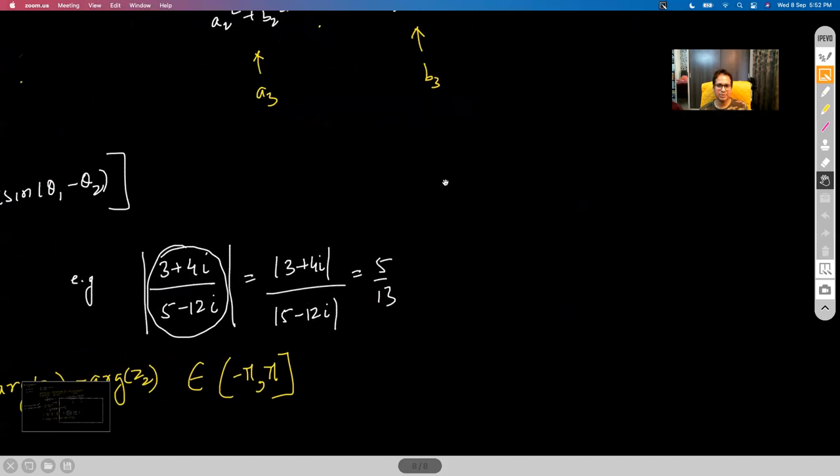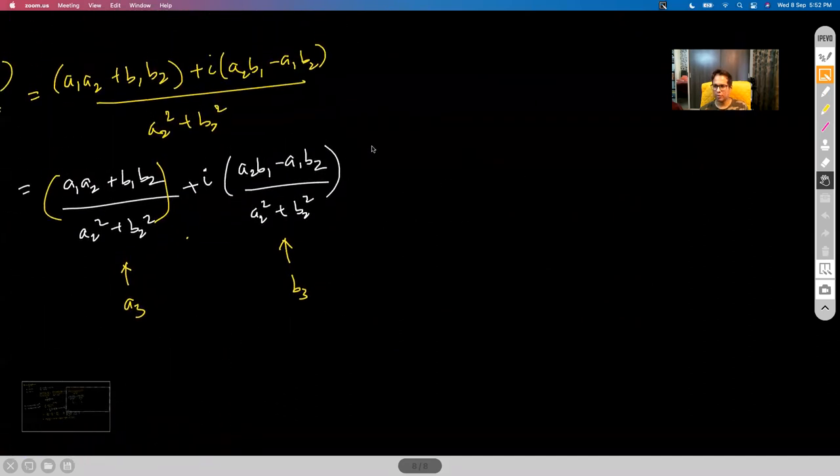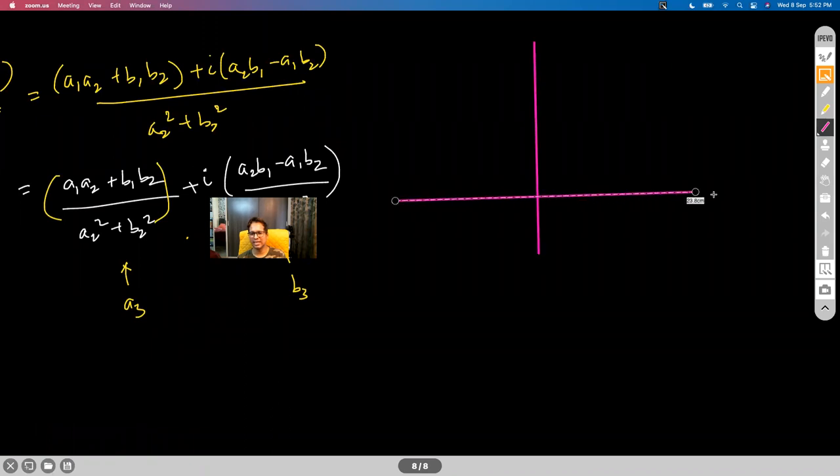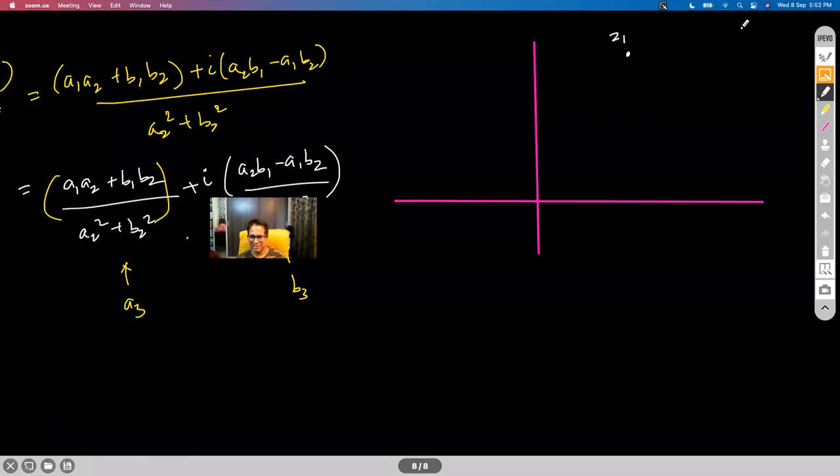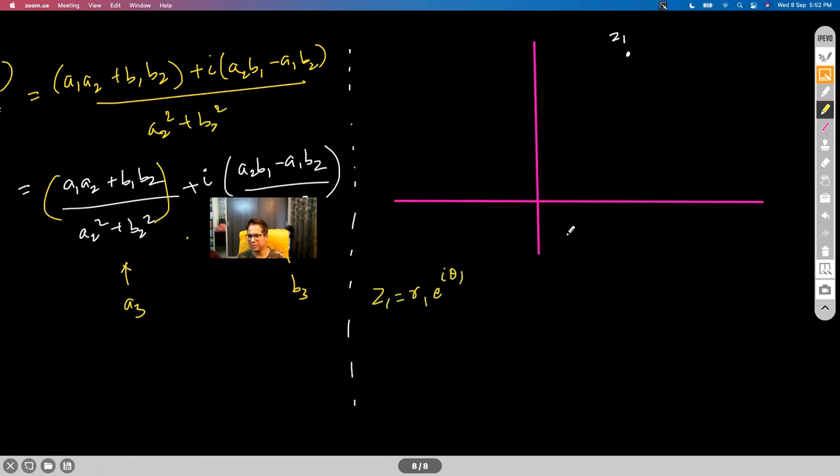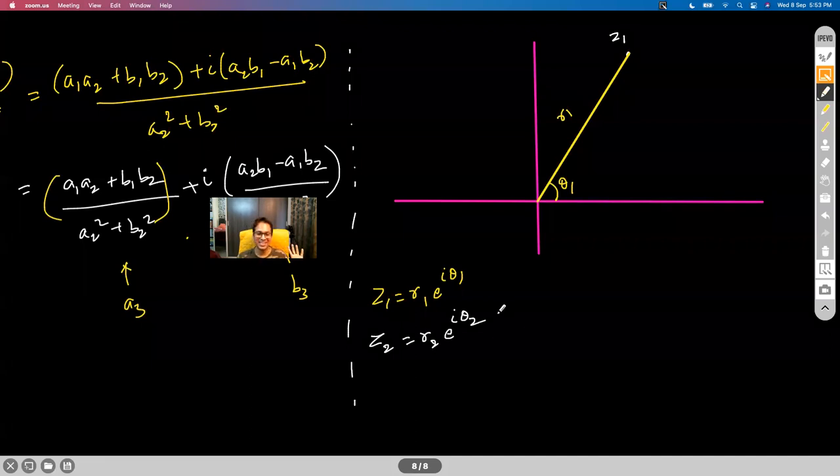Okay, so geometrically speaking, what is happening? When you have a complex number, let me make a diagram. Let's say Z1 is here. Z1 is, let's say, R1 e to the power I theta 1. That means this length is R1, and this angle is theta 1. You are dividing it by another complex number whose modulus is R2 and argument is theta 2. Then where is Z1 by Z2 located and how would you locate it?